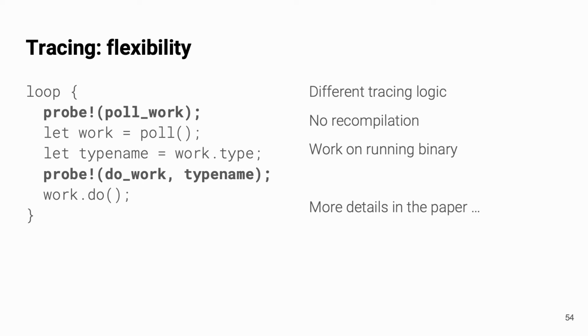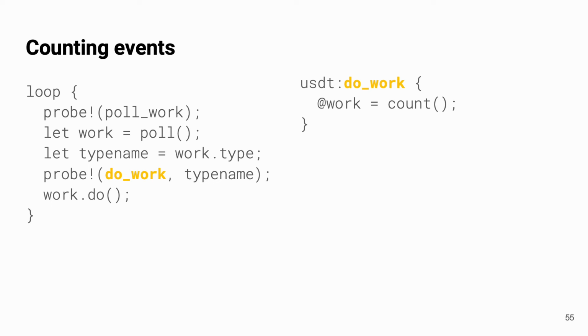So what can you do with tracing? For example, you can count every event. Every time do_work happens, you increment the counter. And at the end of the program, you can print the counters out. You can know how many times the worker loop has been executed.